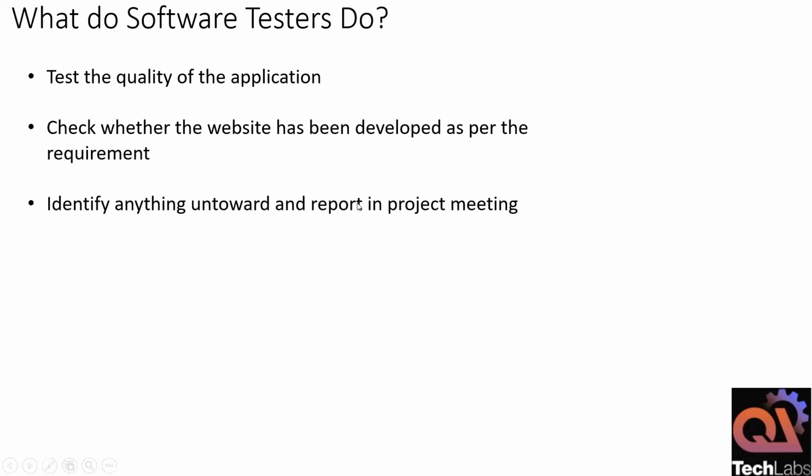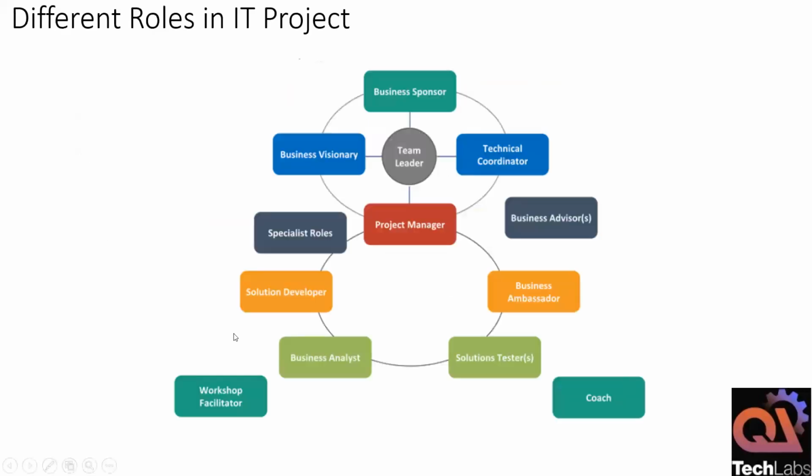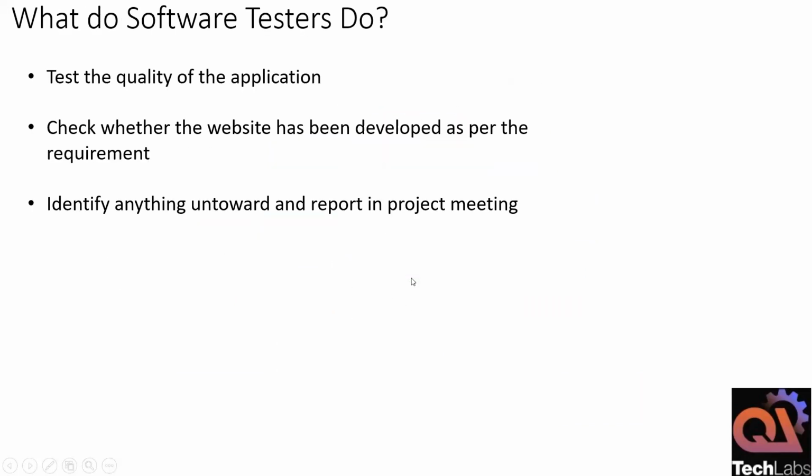Identify anything untoward and report it in the project meeting. Okay, if any problem is there, you have to tell the project team, no? You will have a meeting where you will tell them, I am seeing that when I open the application in India, it is showing in French. Oh, then they will say, oh, that's a problem. Then the solution developer will check, go fix the problem and ask you to test again. Clear to everybody?